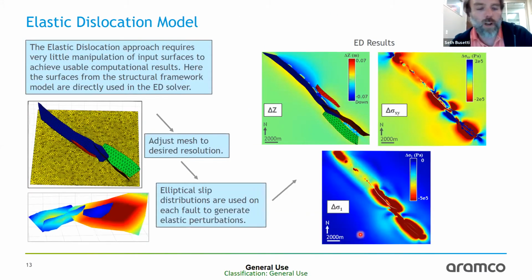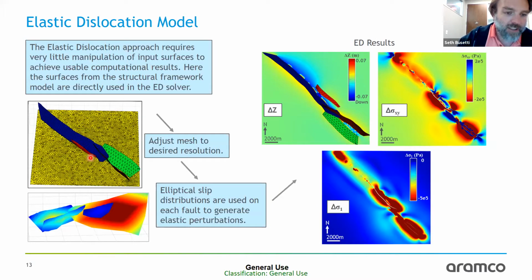So what do we get out of the elastic dislocation model? And we'll do kind of an A-B on this slide and the next slide. The elastic dislocation model, again, requires very little manipulation of input surfaces. And just point out some of these next two slides, there was a talk at ARMA a month ago, and so you can look at that ARMA paper to go into a bit more detail on this comparison.